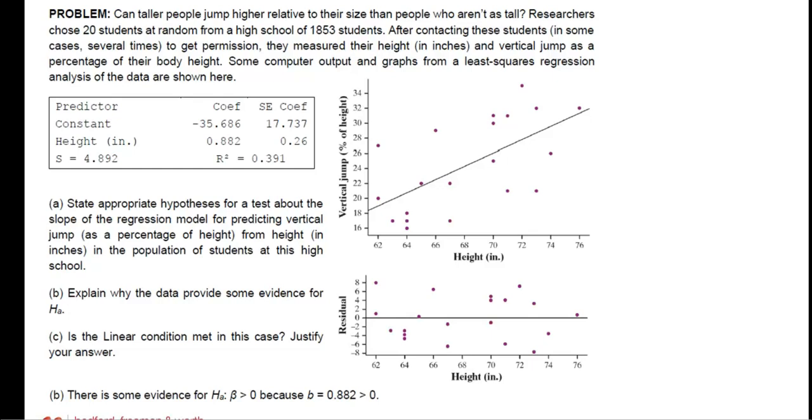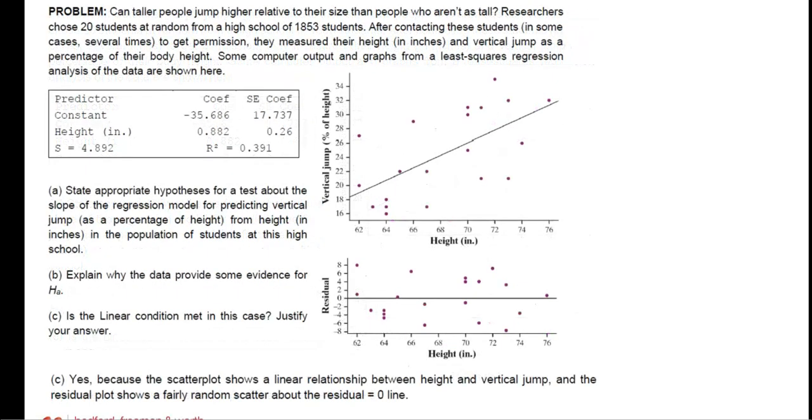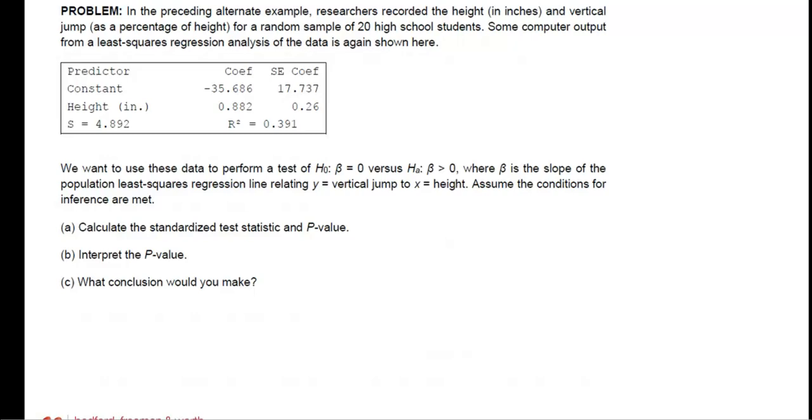Is the linear condition met in this case? It's a good question. So look at the residuals there, especially. Residuals are scattered, so yeah, I think so. Because the scatter plot shows a linear relationship and the residual plot shows a fairly random scatter, then it is in fact linear. So that's easy peasy, we got it.